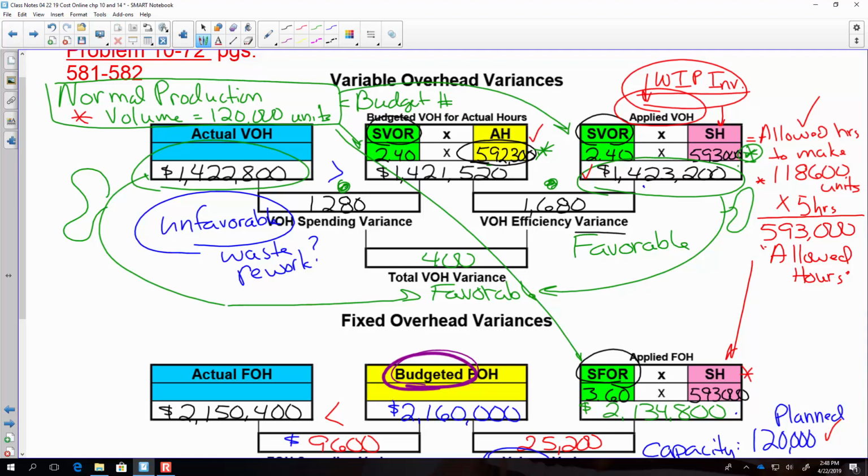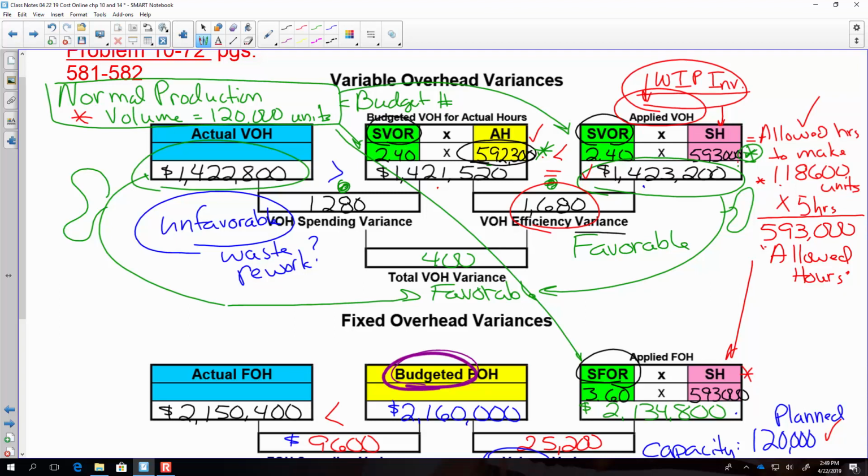So, that 1.423 million is compared to the 1.421 million, right? I'm comparing these two. I have a difference of our variance amount of 1,680, and look at my hours. I actually had 592. For the units that I made, I was supposed to use 593. So here again, less means good, right? I was more efficient than what I thought I would be. That's a favorable efficiency variance.